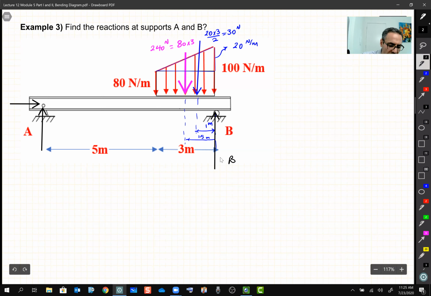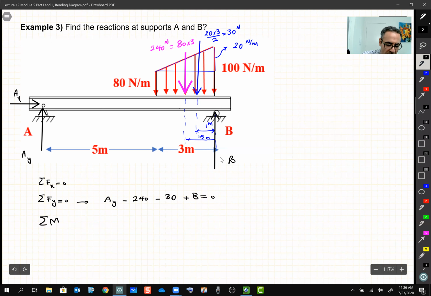B, AX, and AY, which I leave it to you guys to continue the rest. Sigma FX, sum of the force in Y. Remember, sum of the force in Y, you have AY, you have minus 240, you have minus 30, then you have B equal to 0.